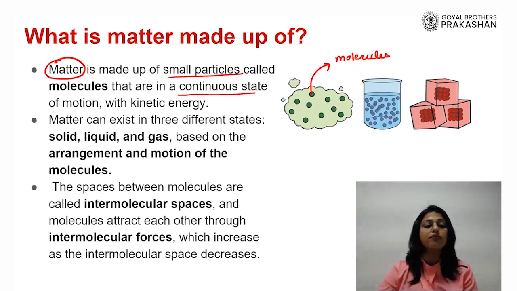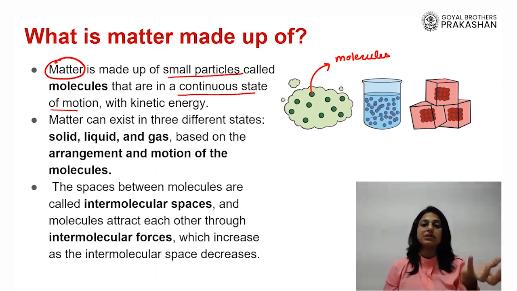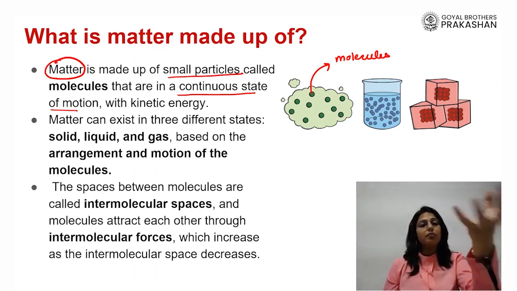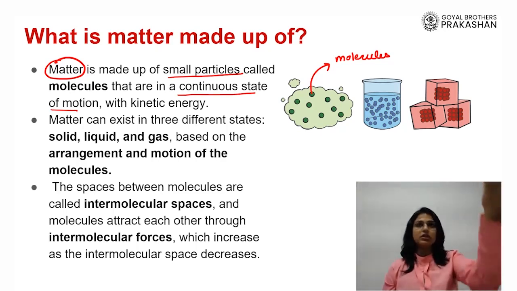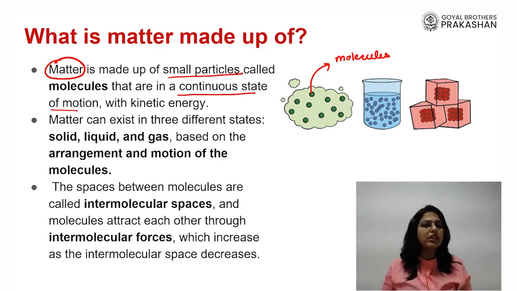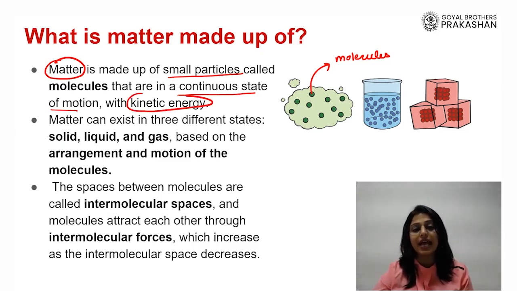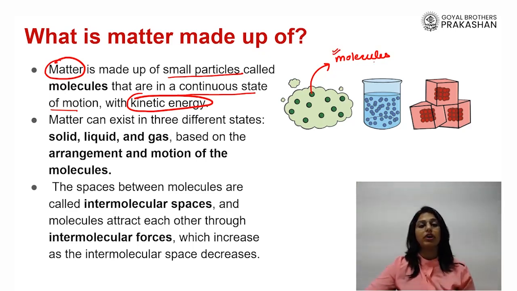Matter is made up of small particles called molecules that are in a continuous state of motion. What does this mean? Let's say I have a ball and I say this ball represents a molecule and I put it somewhere. The ball will not remain at that same place. It may roll down, I can even hit it against the wall and it will come back. So the ball will keep in motion. The same thing happens with the molecules within matter, they keep on moving, because they have a form of energy we define as kinetic energy.